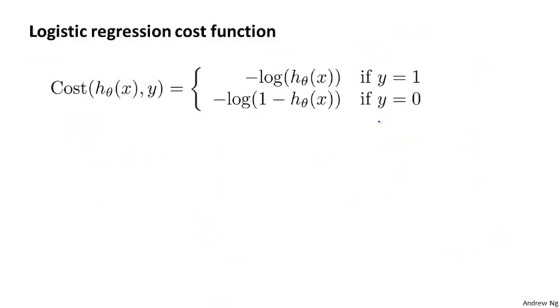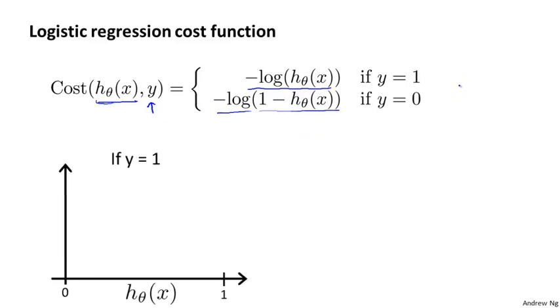We're going to say that the cost, or the penalty, that the algorithm pays if it outputs the value h of x, so if this is some number like 0.7, but if it predicts the value h of x and the actual label turns out to be y, the cost is going to be minus log h of x if y is equal to 1, and minus log 1 minus h of x if y is equal to 0. This looks like a pretty complicated function, but let's plot this function to gain some intuition about what it's doing.